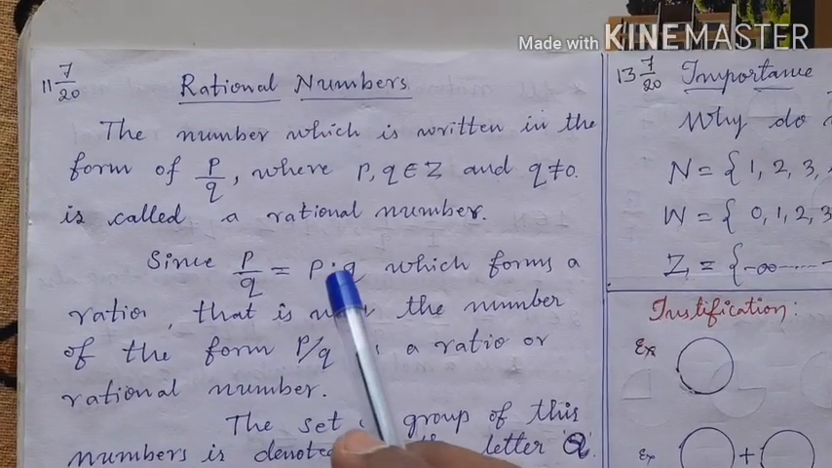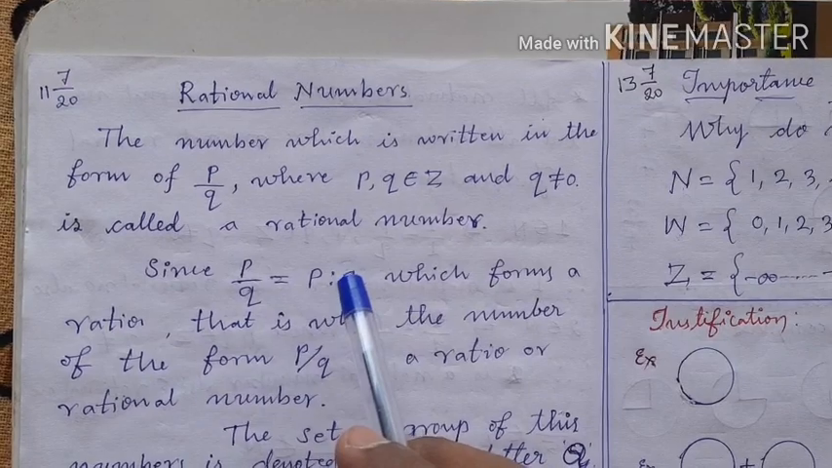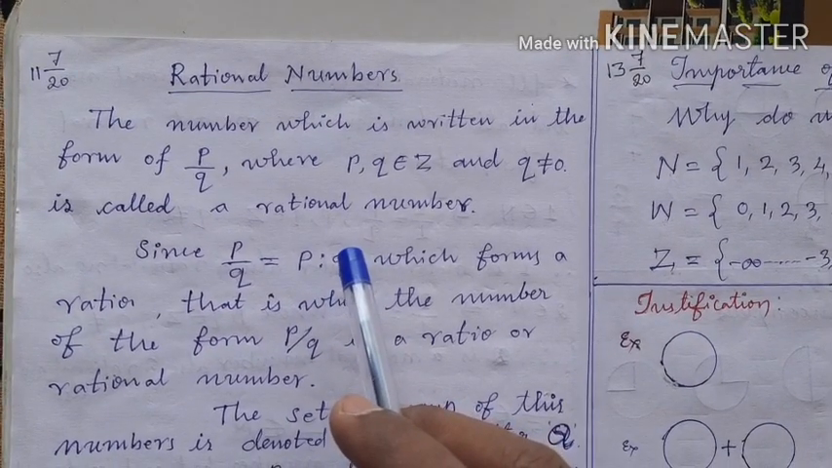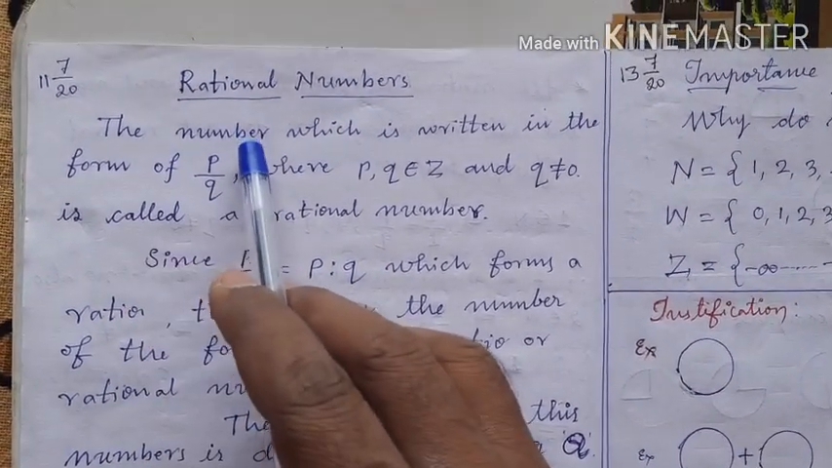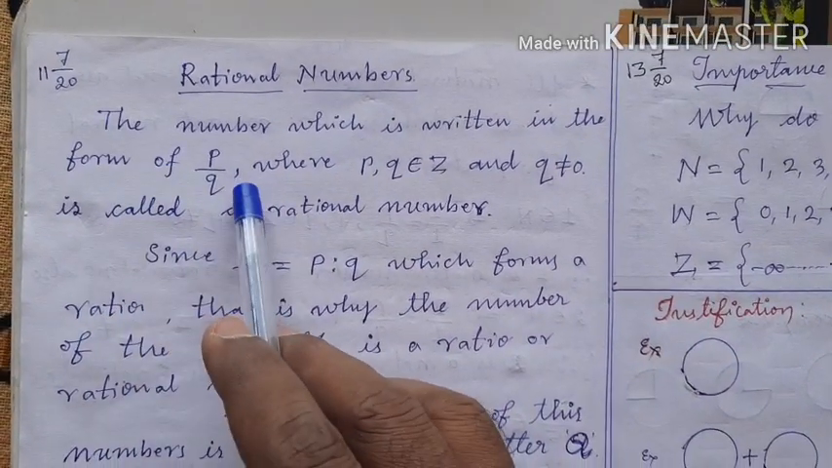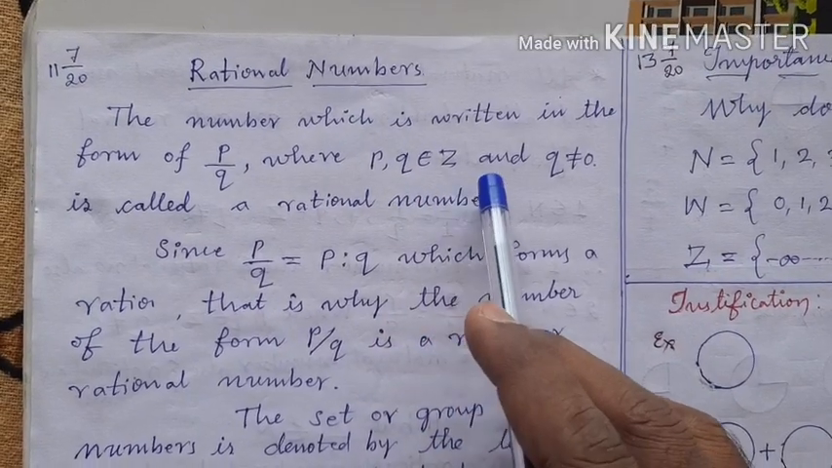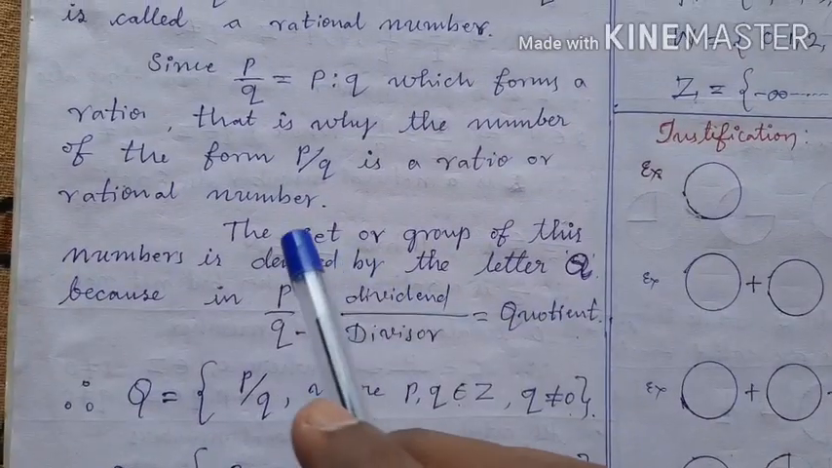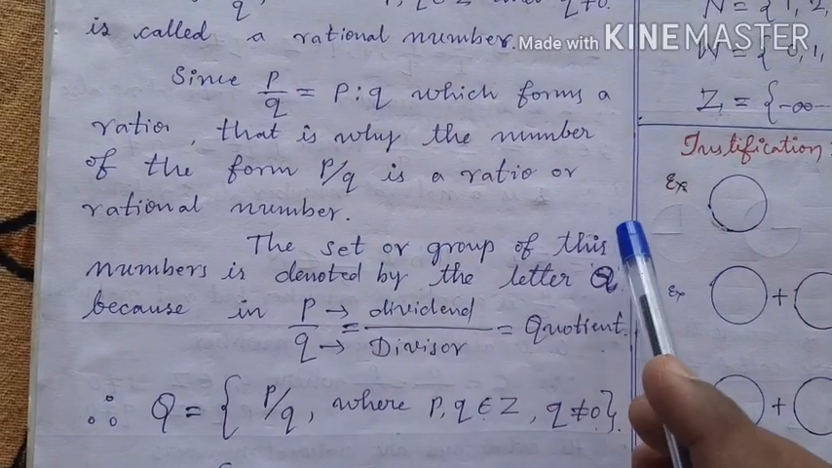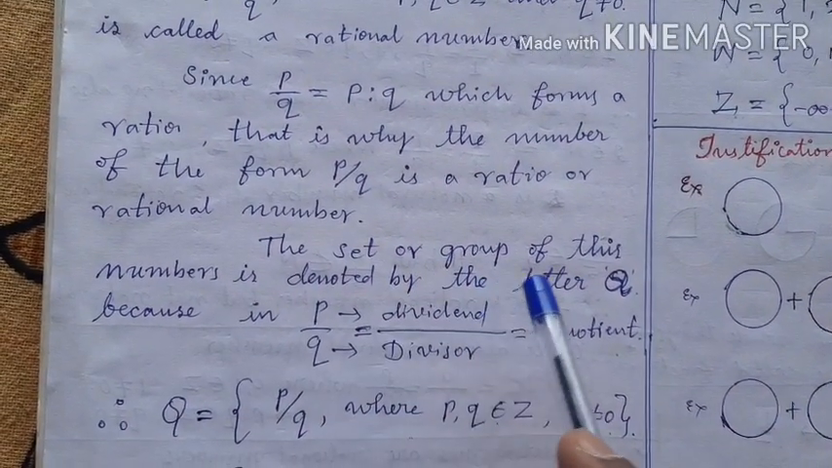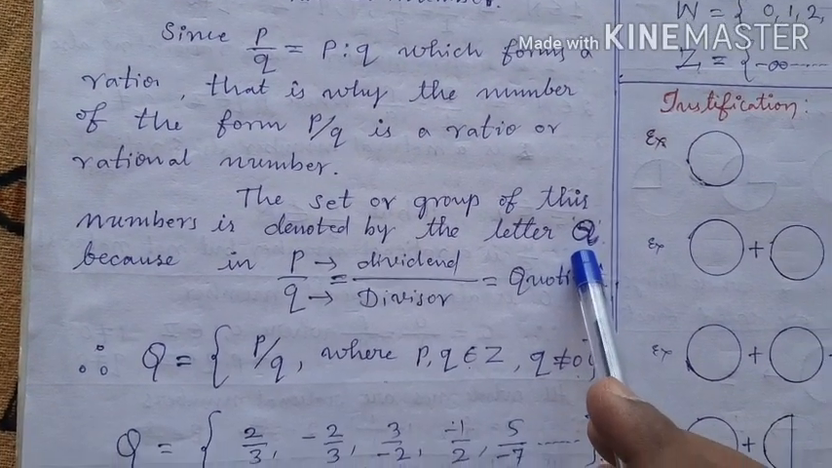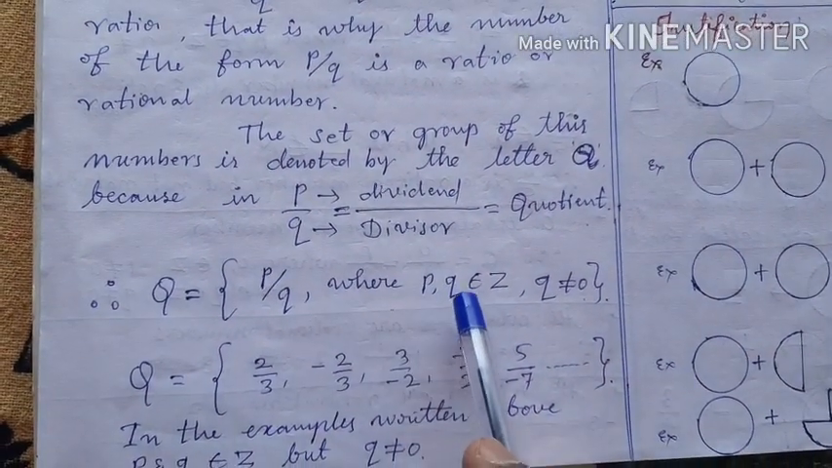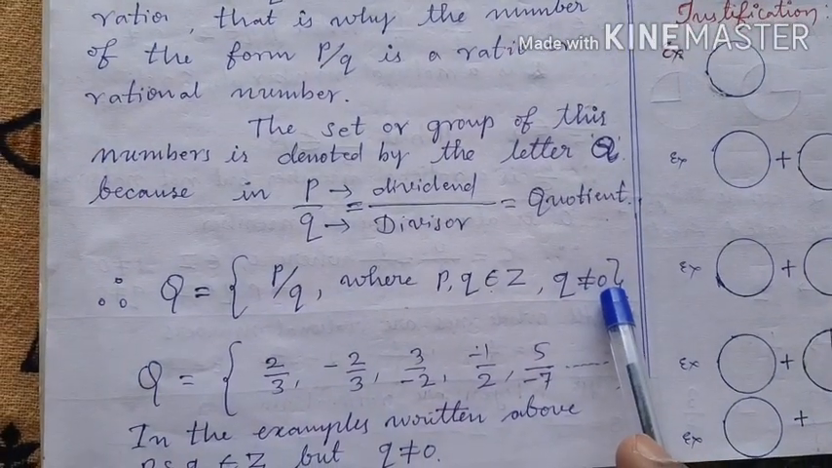Okay children, today we will learn about the irrational numbers and real numbers. Let us recapitulate what are rational numbers. The number which is written in the form of p by q, where p, q belong to Z and q is not equal to 0, is called a rational number. And the set or group of these numbers is denoted by the letter Q. It is represented as Q is equal to p upon q, where p comma q belong to Z and q is not equal to 0.